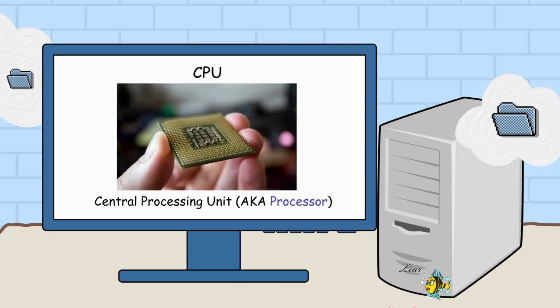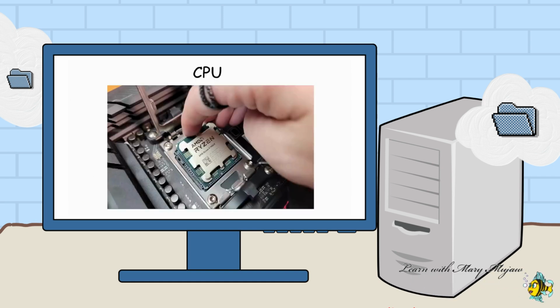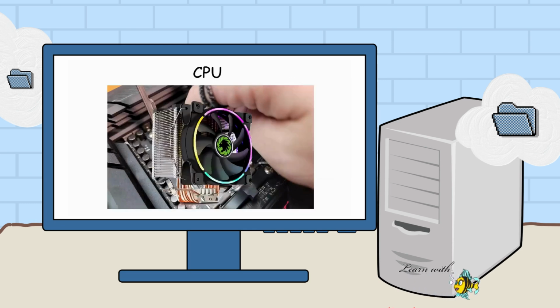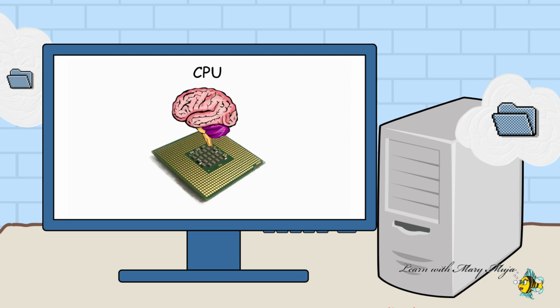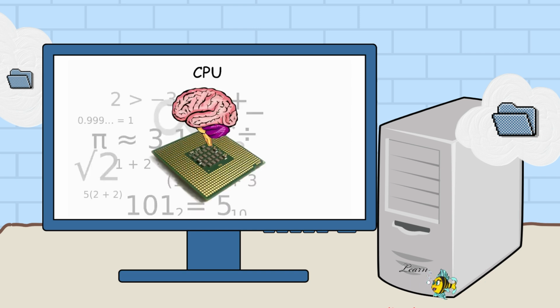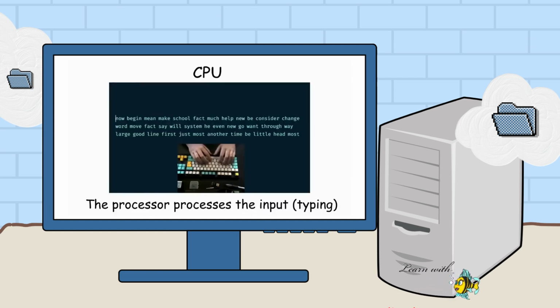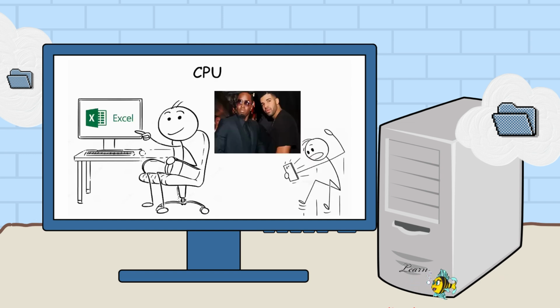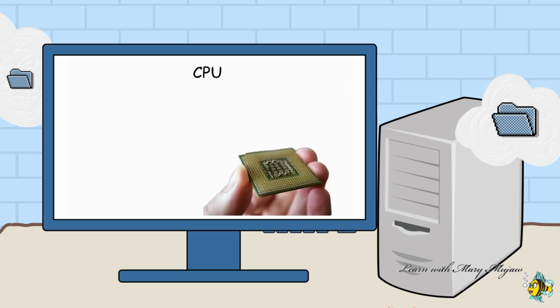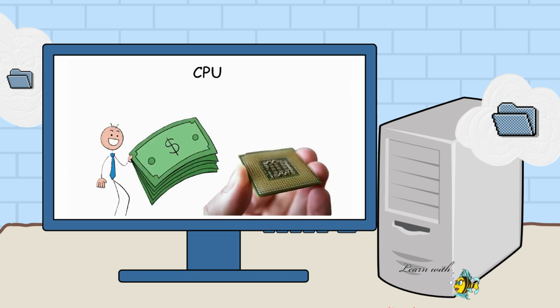CPU. The central processing unit, or processor, is a small square chip that sits on the motherboard, usually covered by a cooling fan. It's often called the brain of the computer because it handles every single calculation and instruction needed to make everything work real quick. For example, when you type something and it shows the words you type, opening a program, or browsing the internet, it's all the CPU's role. Despite its tiny size, the CPU is one of the most expensive and powerful parts of a computer.